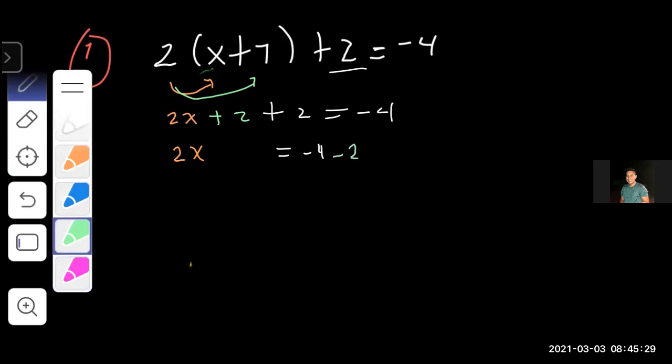Negative 2. Okay, if I need to move this positive 2 again, what's going to happen? It is going to be negative 2. Excellent. Then 2x, let's simplify it and add the numbers. Negative 4 minus 2 minus 2. What is that equal to, guys? All of this. Negative 8. Negative 8, correct.